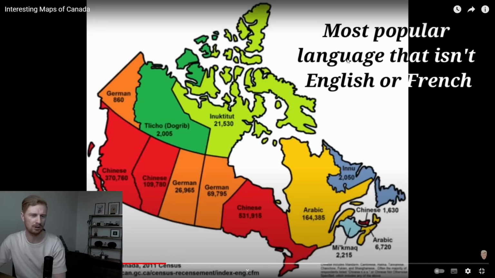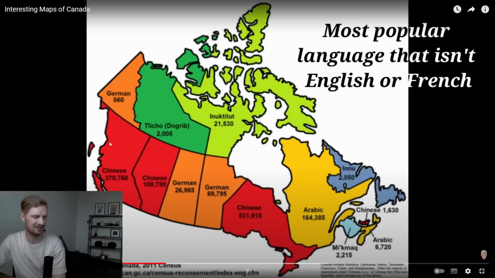The most popular language that isn't English or French. Okay, this one would be interesting. Got German over here. I guess this one is Inuktitut. So I guess these are more indigenous languages, which is interesting. Okay, I didn't realise German was so widely spoken outside English or French. So we've got basically German and Chinese here.